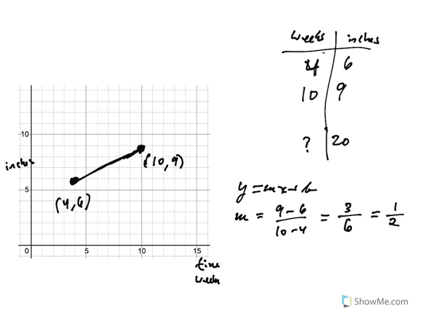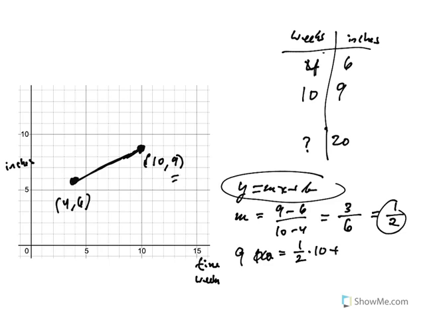And you could test that out. If it's 6 at 4, it's 6.5 at 5, it's 7 at 6, it's 7.5 at 7, it's 8 at 8, it's 8.5 at 9, and it's 9 at 10 weeks. I can take either of these points. I'll just do the 10, 9, and plug it into this equation. Sorry, it's not 10 equals, it's 9 equals, it's the y value. 9 equals 1/2 times 10 plus b. 9 equals 5 plus b. 4 equals b. So that tells me what the b value would be. We now have the equation, y equals 1/2 x plus 4.